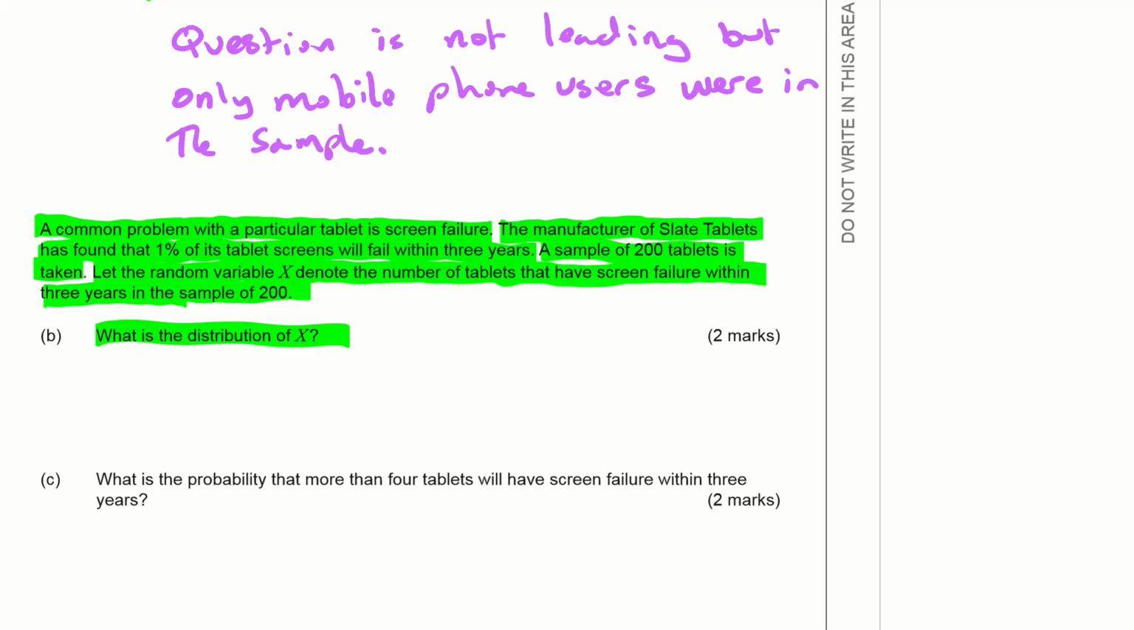Well, we have a fixed number of trials and a constant probability of success, which suggests binomial. There would be 200 trials and it was 1%, so probability 0.01.